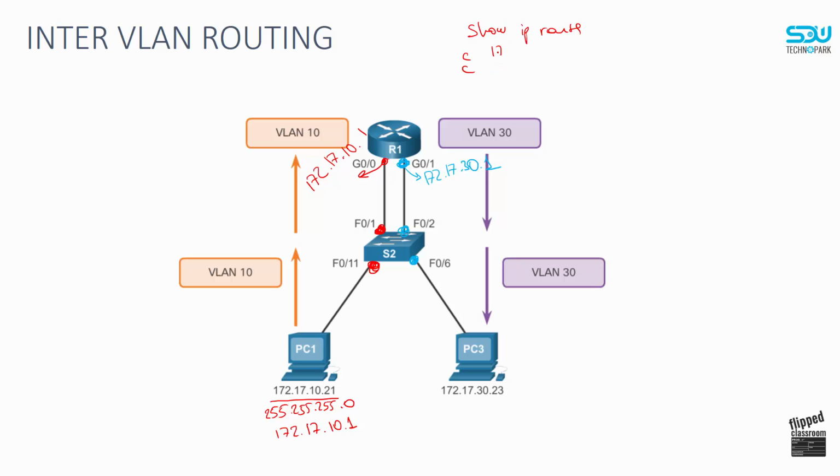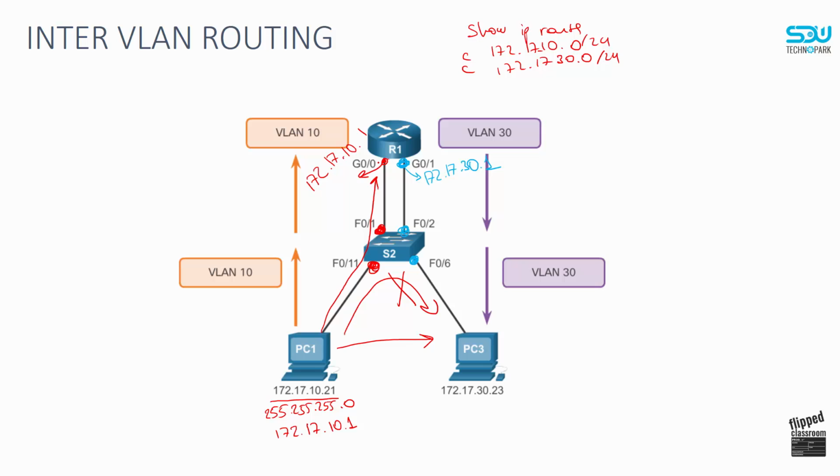We'll see the directly connected networks. They are going to be 172.1.7.10.0 and 172.1.7.30.0 with prefix 24. So when a packet is directed from PC1 to PC3, we will not be able to communicate directly. We have to send the information to our default gateway, because our destination IP address is placed on a different network. That is why we'll use the service of the router.